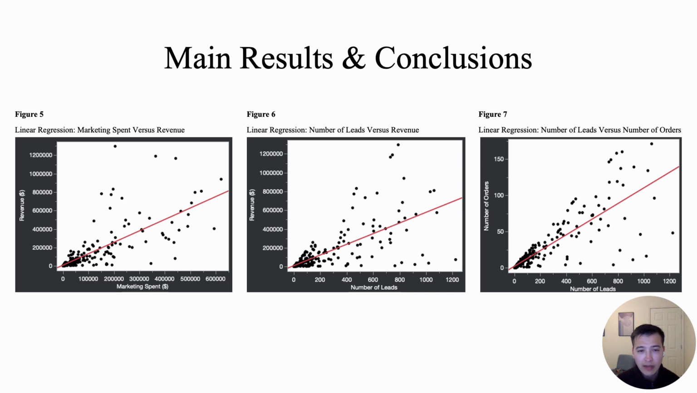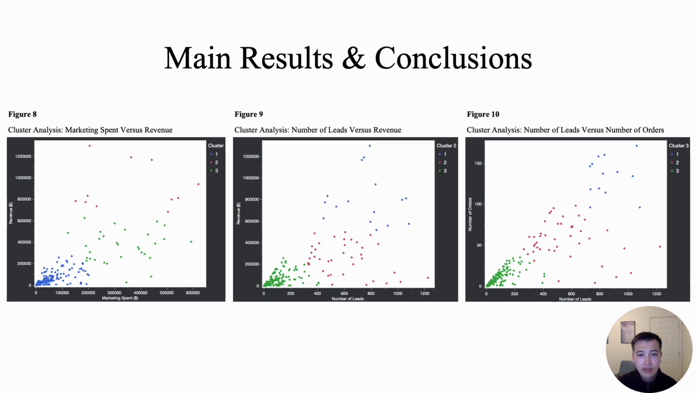Specifically, Figure 5's estimate value indicates a 1.24 point change in revenue for every 1 point change in marketing spent. Similarly, Figure 6's estimate value indicates a 568.02 point change in revenue for every 1 point change in the number of leads. And last, Figure 7's estimate value indicates a 0.11 point change in the number of orders for every 1 point change in the number of leads.